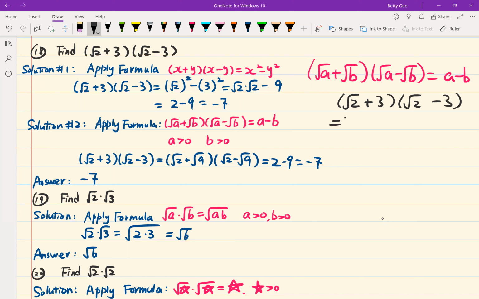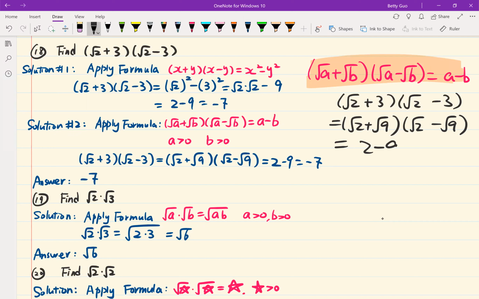We can write 3 as root 9, could we? Could we write 3 as square root of 9? Then the expression becomes (square root of 2 plus square root of 9) times (square root of 2 minus square root of 9). And we apply the formula right above it here. We have the product equals 2 minus 9, which is -7, right? So you can see in the review, I give you two different solutions. They apply different formulas. Just choose the one you feel more comfortable. Any questions about number 18?